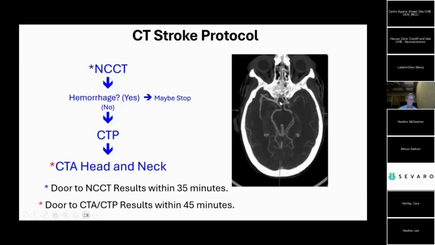So in this case, the normal side, the M1 segment here is the horizontal. It's opacified. The M2 goes vertical. And on the abnormal side, of course, we have a thrombus right here in the proximal M1.